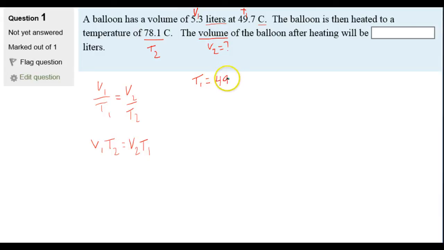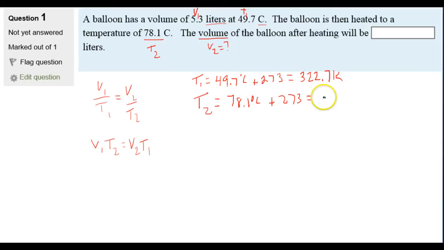Okay, so the first thing I need to do is convert T1 to Kelvin. So we have 49.7 degrees Celsius, and the way that we convert Celsius to Kelvin is by adding 273 to this. Get your calculator out. 49.7 plus 273 equals 322.7 K. Let's find out what T2 is going to be. T2 is 78.1 degrees Celsius plus 273. Put this in our calculator, and we get 351.1 K.